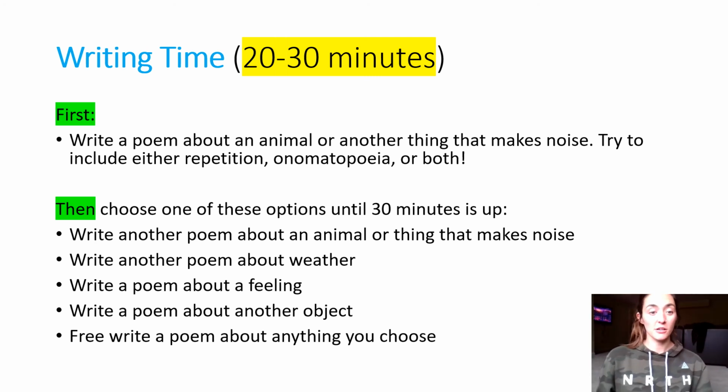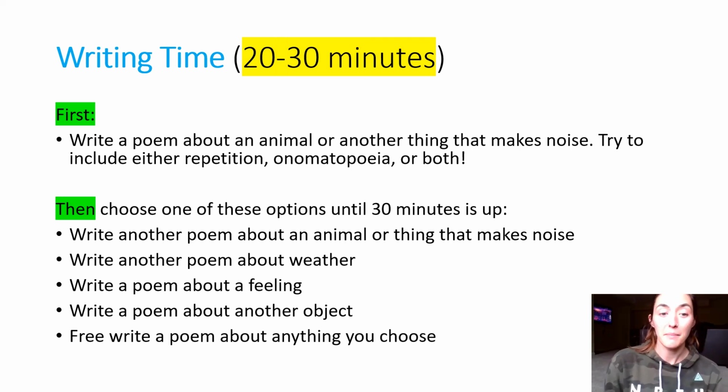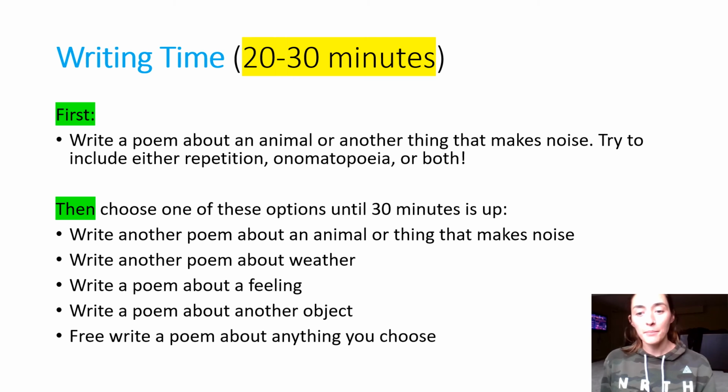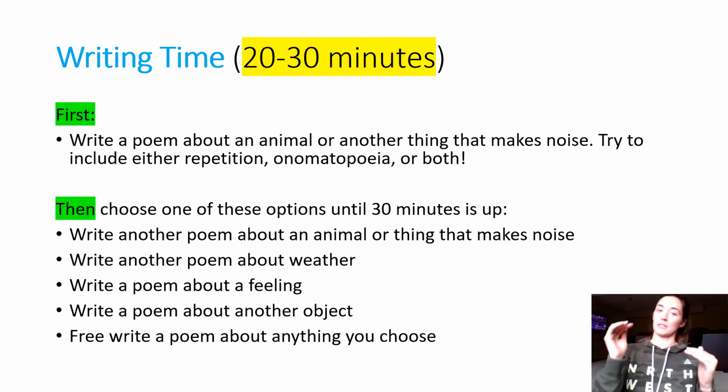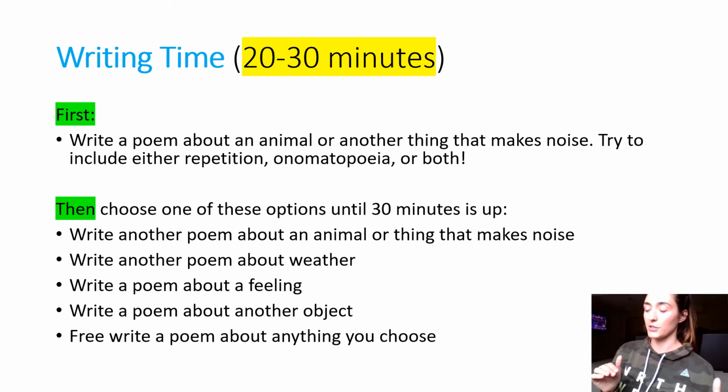Okay? First thing you're going to write about. You're going to write a poem about an animal or another thing that makes noise. Try to include either repetition, onomatopoeia, or both. And remember, just in case, I honestly thought that there was a second poem on here as I was going through. It turns out there's not.